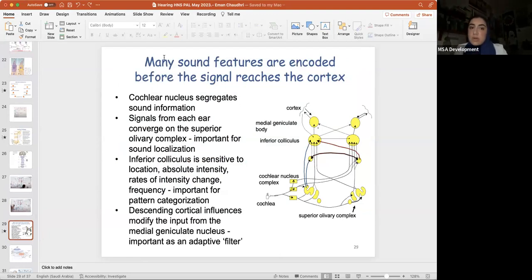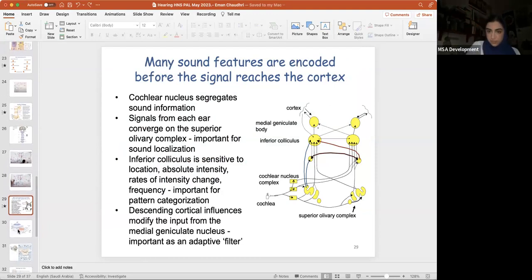So many sound features are encoded before the signal reaches the cortex, right? So remember, sound localization, understanding pitches, categorizing them, pattern recognition in sound, in localization, etc. These are all higher functions and they're all done in the cortex, okay?